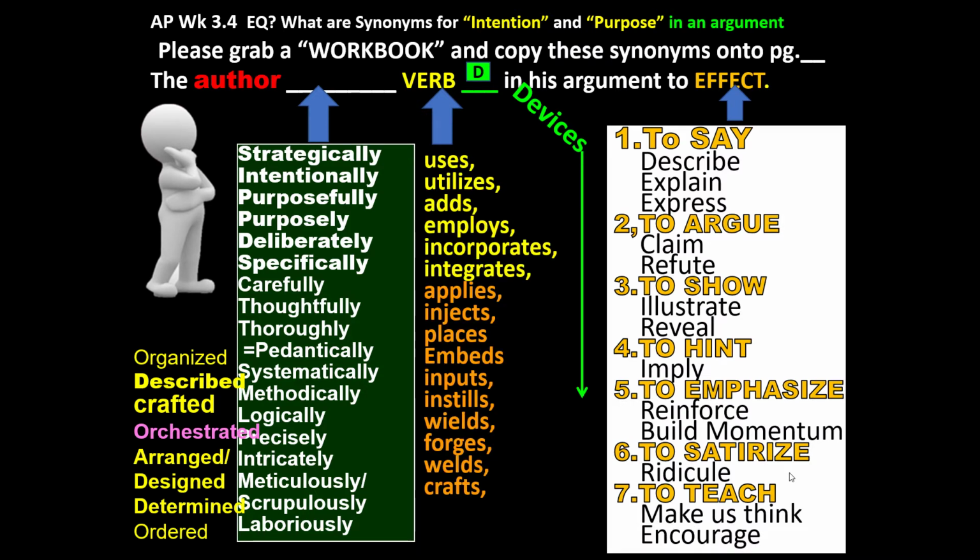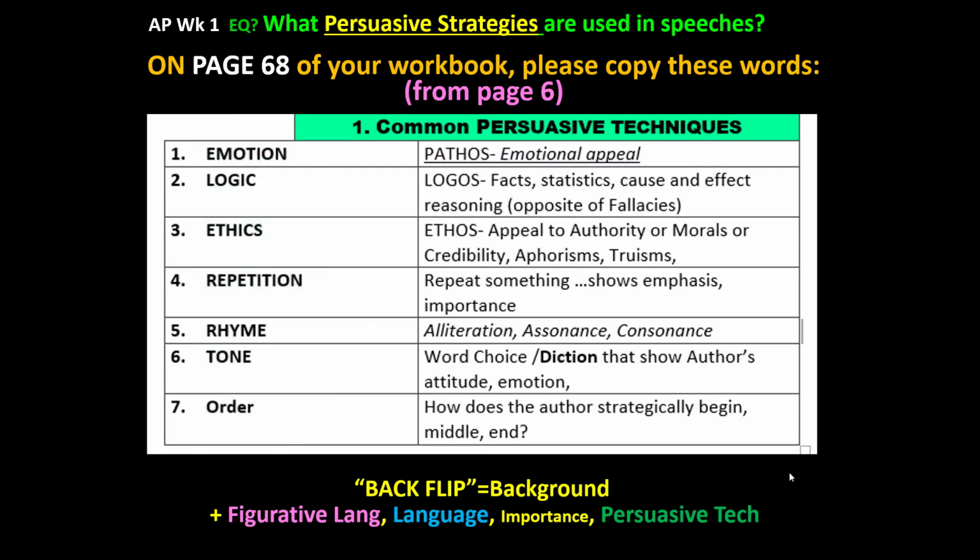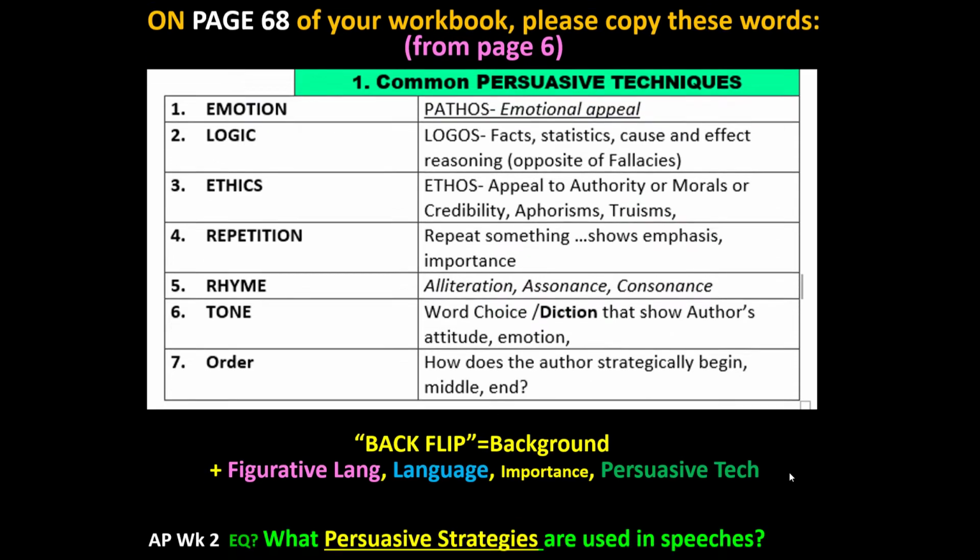Now, I really like these verbs for utilize. Instead of saying utilize, uses, you could say adds, employs, incorporates, integrates, applies, injects, places, embeds, inputs, instills, engraves, wields, forges, welds, crafts, concocts, etches, composes, and a bunch of other cool words. So let's get into some rhetorical strategies such as pathos, ethos, and logos, repetition, rhyme, tone, and how does the author begin, what does he put in the middle, and what does he put at the end. But after that, we've got to get into different types of syntax.